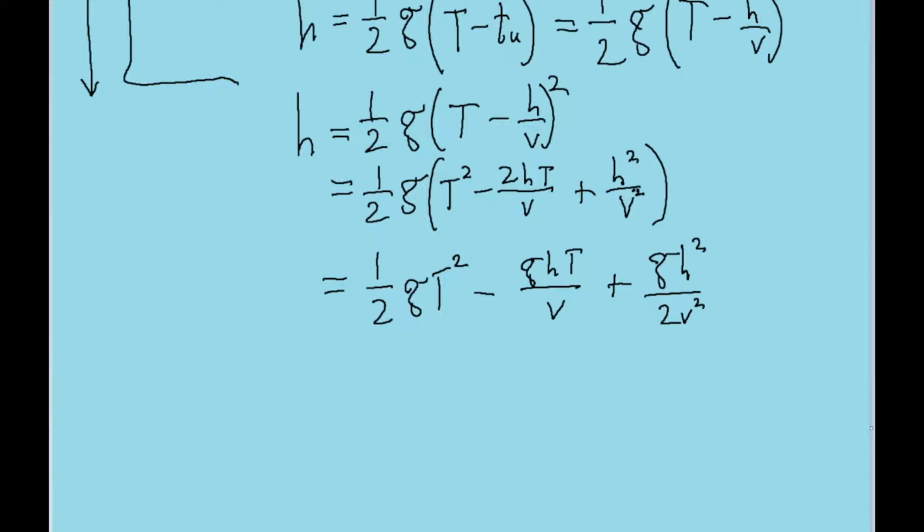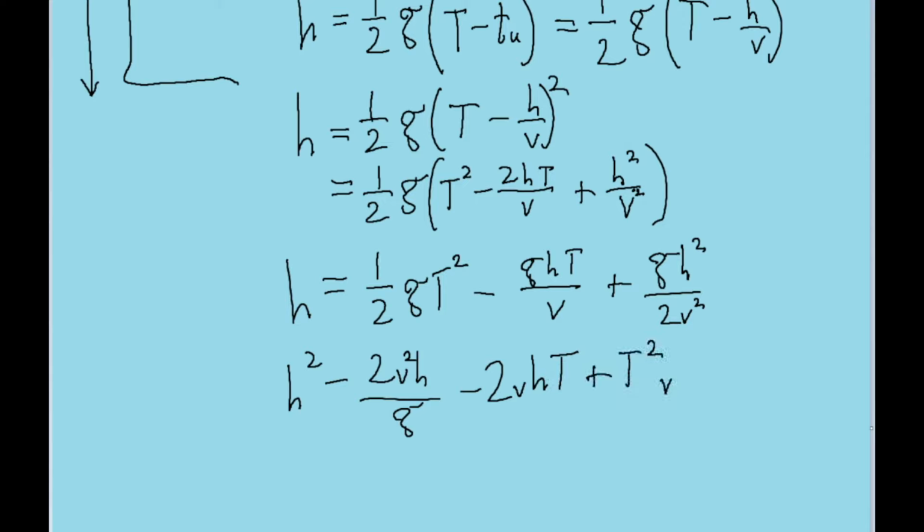So I'm going to bring the h back, and I'm going to multiply all terms of this equation by 2v squared, and then divide all terms of this equation by g. Doing that, along with a bit more algebraic manipulation, we get h squared minus 2v squared h over g minus 2vh big T plus t squared v squared equals 0.